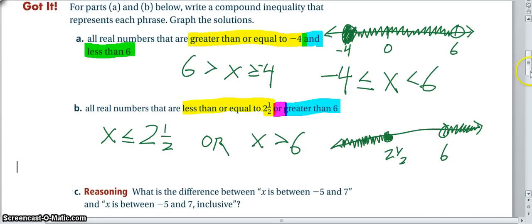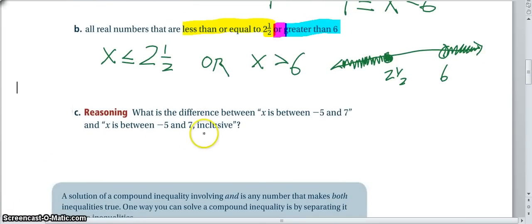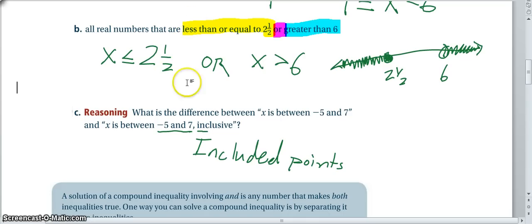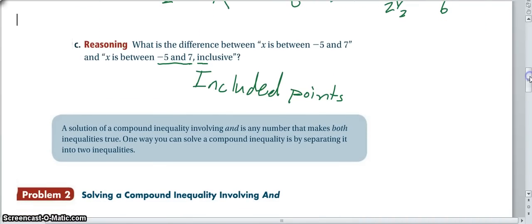Go ahead and try to figure out what you think the difference is between x is between -5 and 7, and x is between -5 and 7 inclusive. What difference does that inclusive make? Our difference here is that if -5 and 7 are inclusive, they are included points. So just make sure that you understand inclusive means included points.